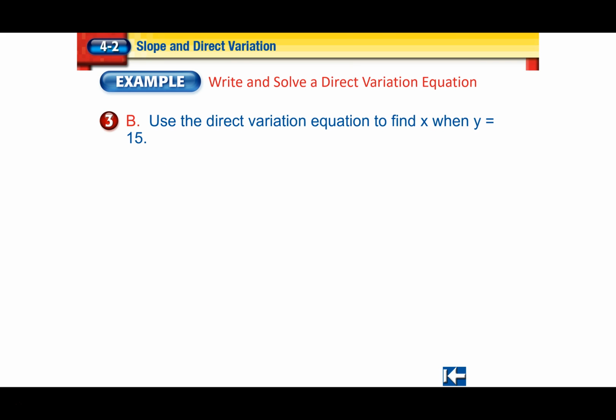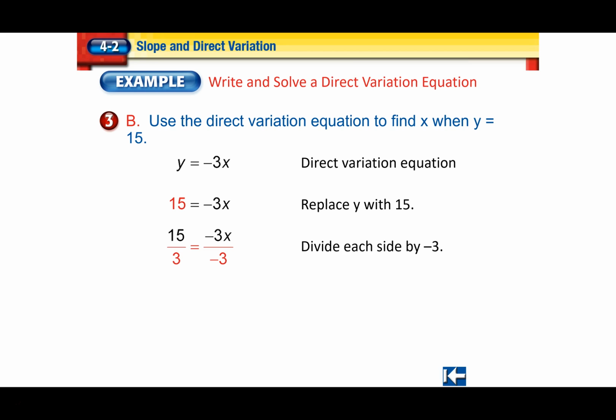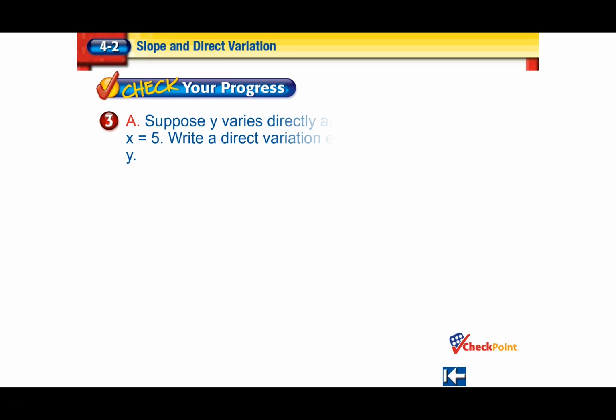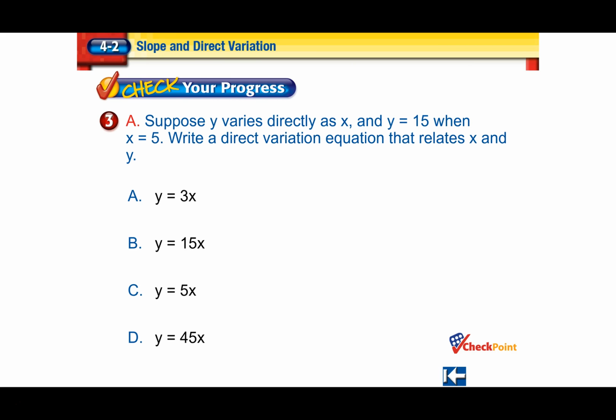All right, use direct variation to find an equation to find x when y equals 15. Okay, and this is going off of the one from before. So we take that negative 3 number that we had from earlier. So that's our direct variation equation for this problem. So we just substitute in y for 15. We divide by negative 3. X comes out to negative 5. So therefore, x is negative 5 when y is 15. All right, try this one, go.